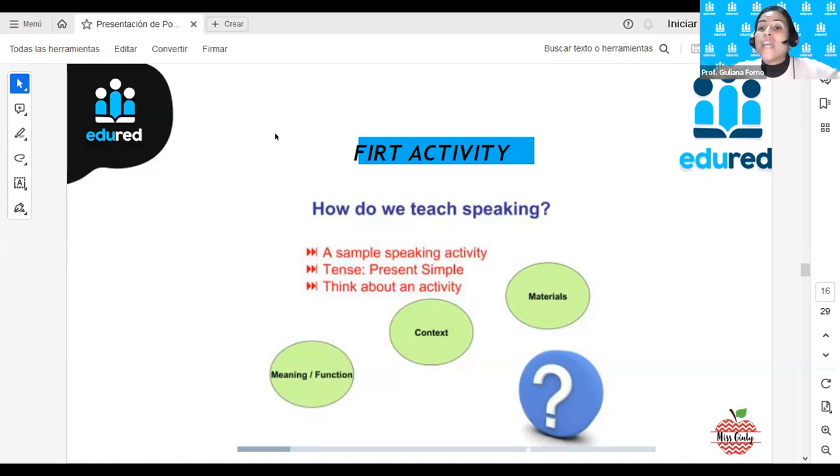Meaningful situations, real situations. So when we teach an activity, we need to give them the meaning and the function. What are you going to do? The context that they are going to do it in and why they are going to do it. Okay, the context and the materials. What are they going to need to do this? Describe or talk about your school life. Yes, very good.